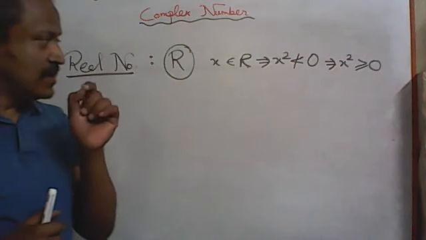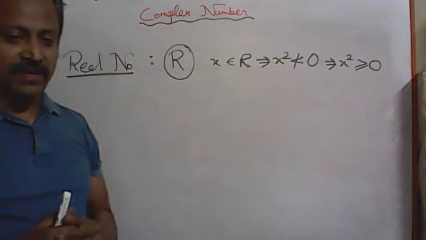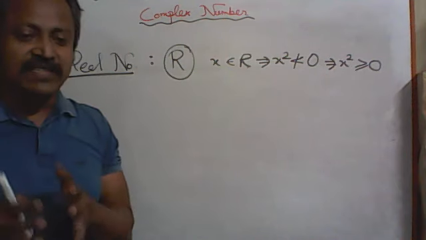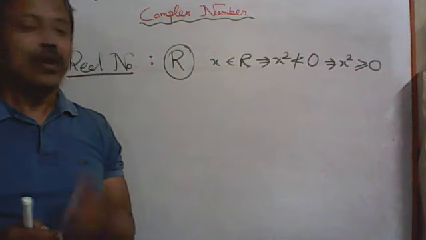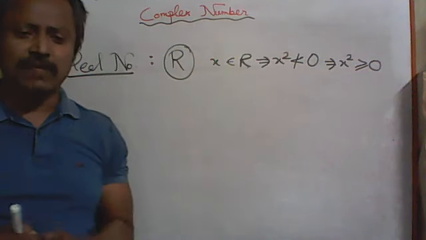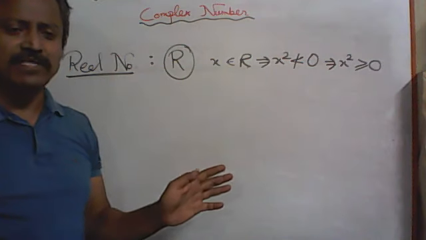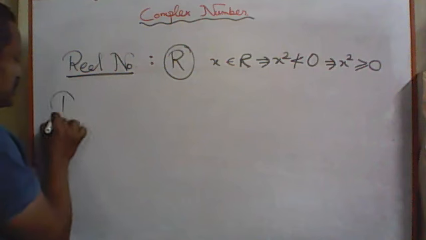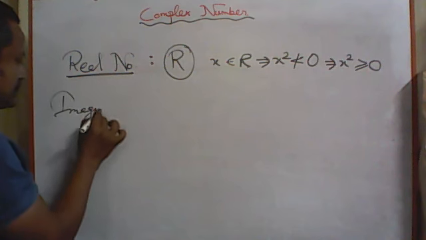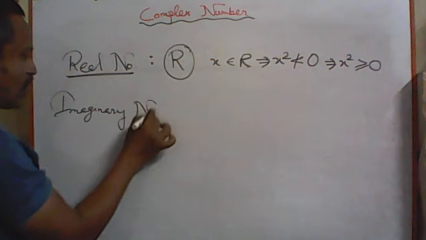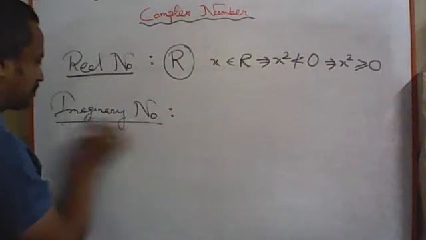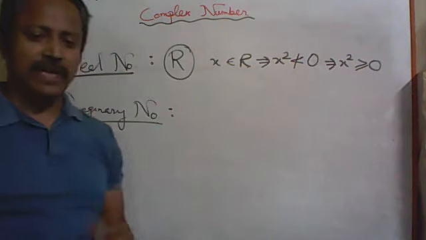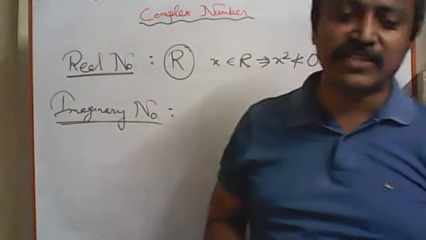A very pleasant definition is this: if a number satisfies the characteristic that its square is greater than or equal to 0, or not less than 0, that is a real number. No problem is there. So what is the opposite of real? The opposite of real is imaginary. And how can you introduce an imaginary number? How can you define an imaginary number? Can you say what may be the definition of an imaginary number?